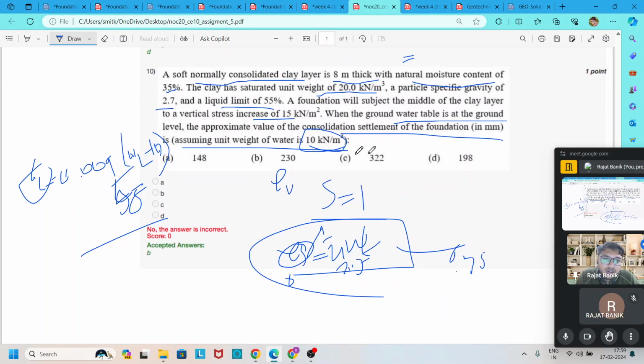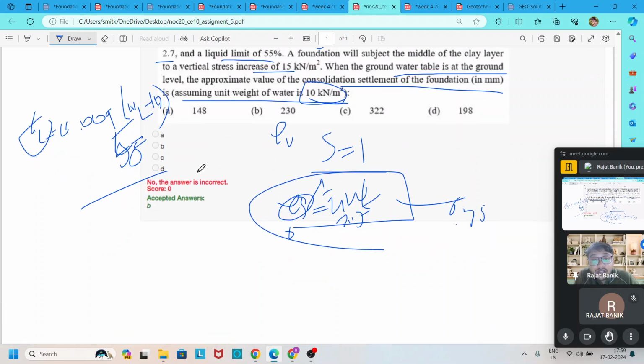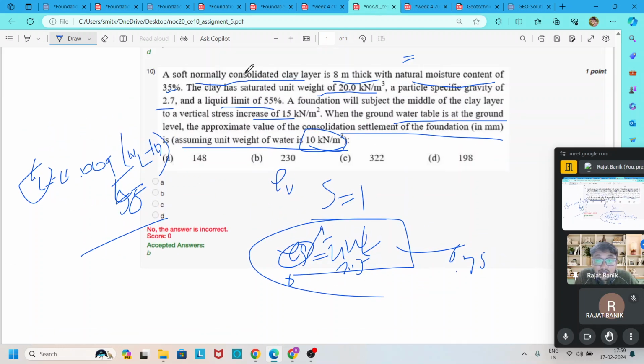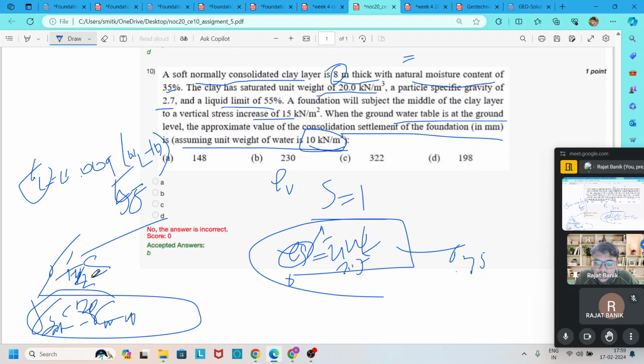After all of this, we also have to find out the effective stress at the middle of this clay layer. The thickness of the clay layer is 8. So our effective stress is gamma dash into the thickness at the middle of the layer, which is H by 2. Gamma dash is gamma saturated minus gamma w, where gamma saturated is 20 and gamma w is 10. Put all these values, H is 8, so it will become (20 minus 10) into 8 by 2, and we get sigma dash.